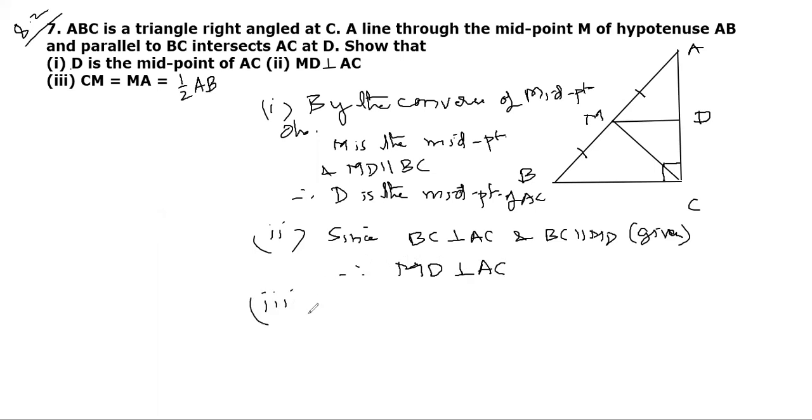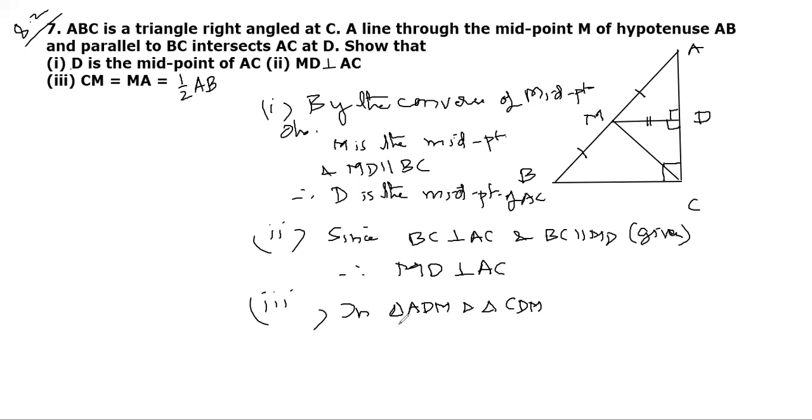Third, CM is equal to MA is equal to half of AB. For the third one we have to show CM is equal to MA. For that, consider triangle ADM and another triangle CDM. ADM and CDM, side angle side. Okay, this is a common side. This is 90 degrees. This is also 90 degrees.